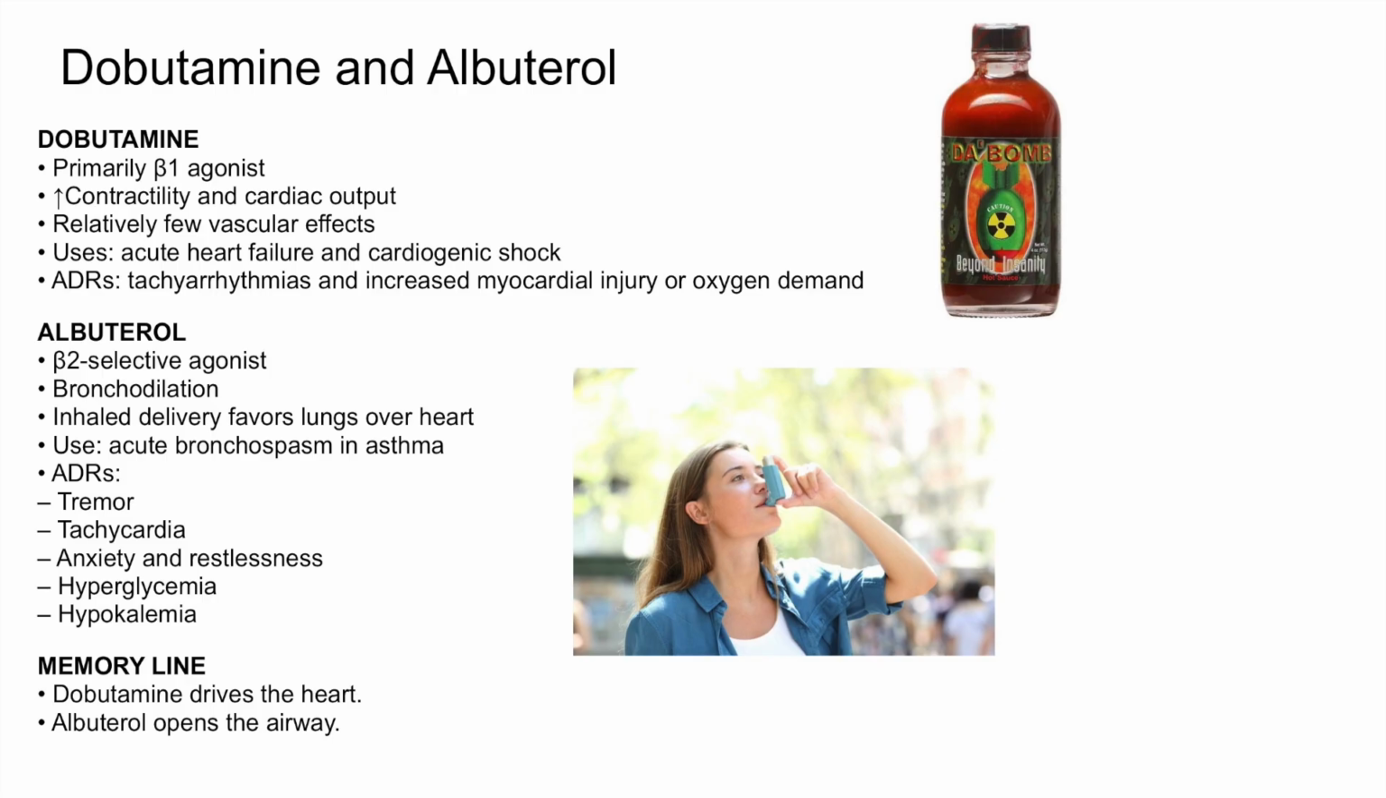Although selectivity is not absolute here, because you'll get some vasodilation, systemic beta stimulation can produce tremor, palpitations, anxiety, and hyperglycemia. Beta-2 activity also stimulates the sodium-potassium pump, shifting potassium into cells and potentially causing transient hypokalemia. But the simplest distinction is that dobutamine involves the pump, whereas albuterol opens the airway.